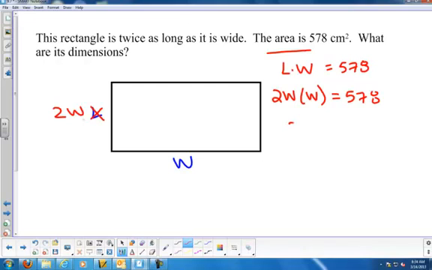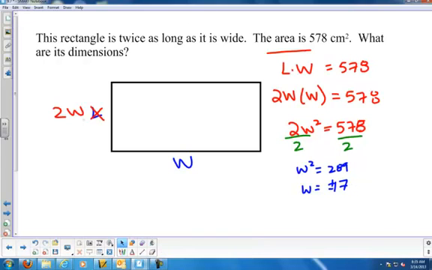So we have 2W squared equaling 578. In order to solve that, we will divide both sides by 2. So W squared equals 289, and then taking the square root of that, it is exactly 17.